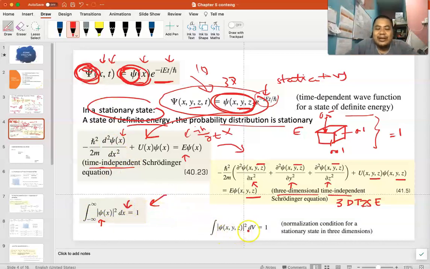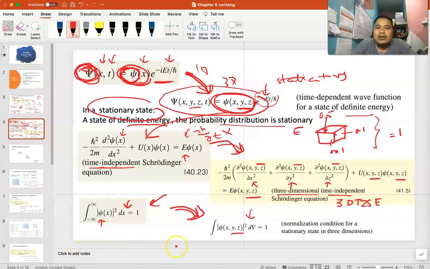Now we have to consider 3 dimension. That means we have to include this y and z. And then there is the volume. So not only for the x dimension, but for a volume of space. Okay, this is the change. So you have to change from 1 dimension to 3 dimension. So you have to make sure what changes in those equations.